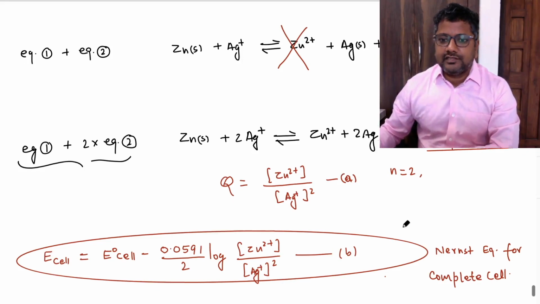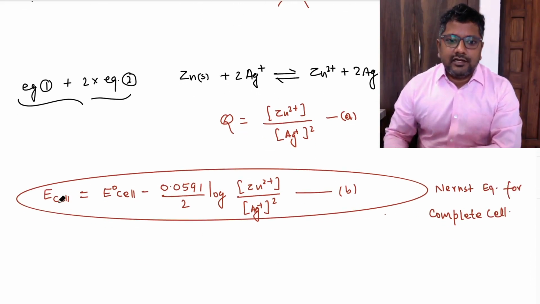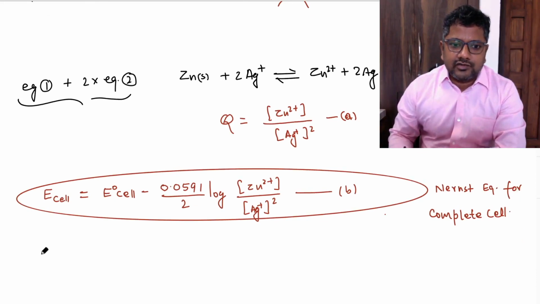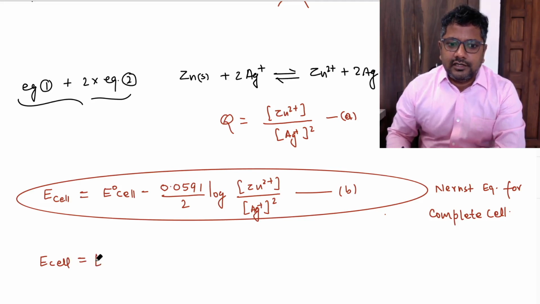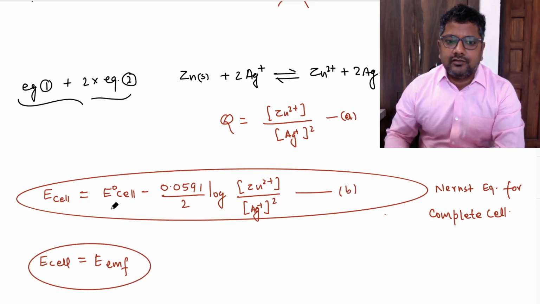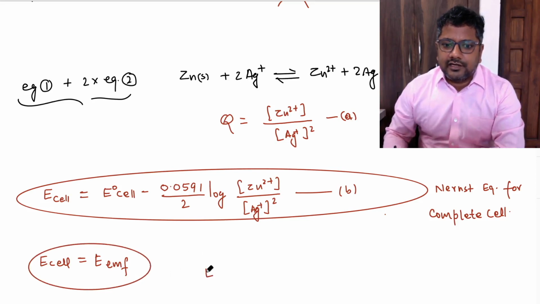By using this equation, you can calculate this E cell. E cell is also called the EMF of the cell. Okay, and E naught cell. How to calculate E naught cell?